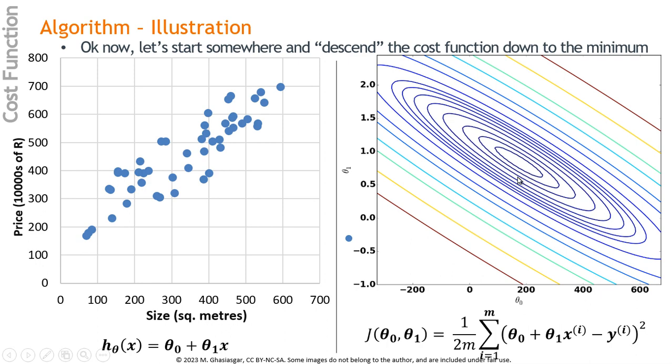Now, in this particular plot, the bluer colors are the smaller values of the function. That's the convention in this plot. So let's see how we can descend the cost down to the minimum. If I start here, as I mentioned, the direction of steepest descent is going to be basically perpendicular to this blue line. So it should be sort of in this direction.